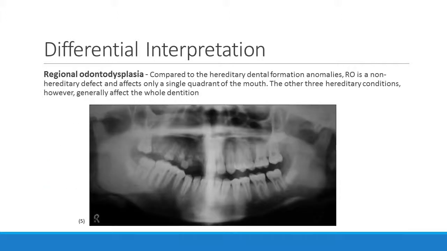The final differential interpretation is regional odontodysplasia itself. Compared to amelogenesis imperfecta, dentin dysplasia, and dentogenesis imperfecta, RO is a non-hereditary defect and affects only a single quadrant of the mouth. The other three hereditary conditions, however, generally affect the whole dentition and are not localized.